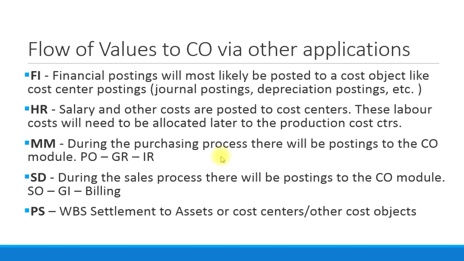So at the end of the day, all the entries will flow to the profit center. Some expenses can come to cost centers, some expenses can come to internal orders, some can go to WBS as well. But at the end of the day, everything will flow to the profit center. So that's how, again, between the MM module and the CO module, within the purchasing process, we have purchase order, goods receipt, invoice receipt. Through that process, you will have values flowing to the CO module as well.